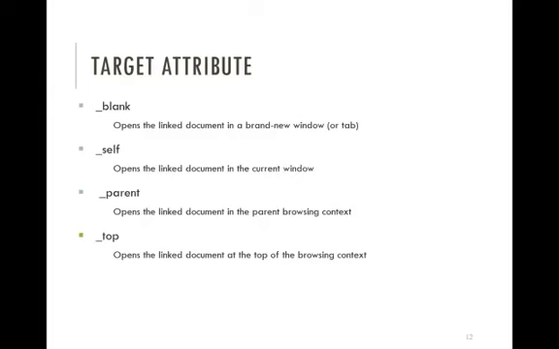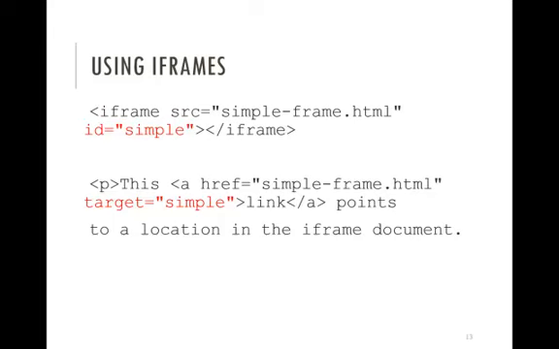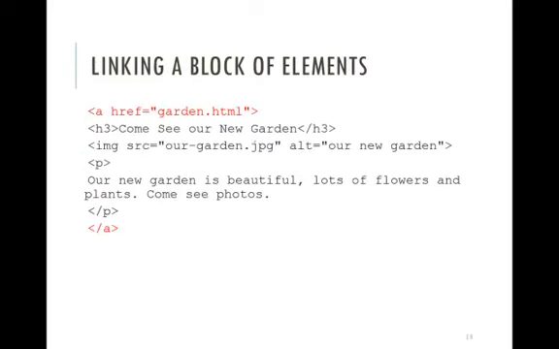_blank will open the linked document in a brand new window or tab, whereas _self will open the linked document in the current window. _parent will open the linked document in the parent browsing context, and _top will open the linked document at the top of the browsing context. When we want to use iframes, we use the code here.